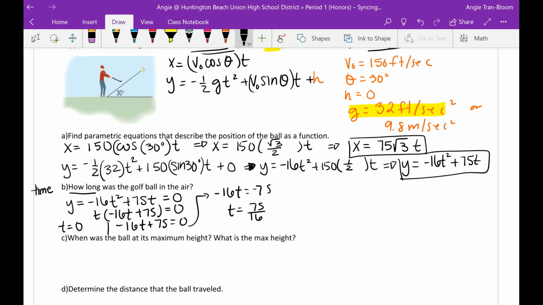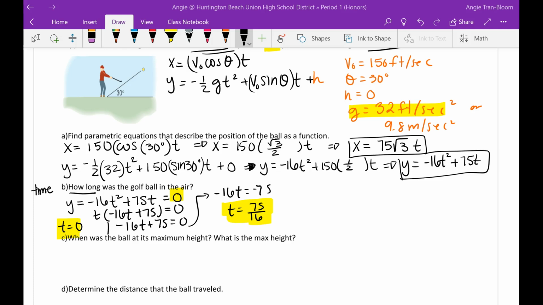Okay, so at the beginning of time, the height is 0. Then t equals 75 divided by 16, that's when the ball is also at 0. It lands on the ground, so the height is 0. So I just have to, can I reduce that 75 by 16?